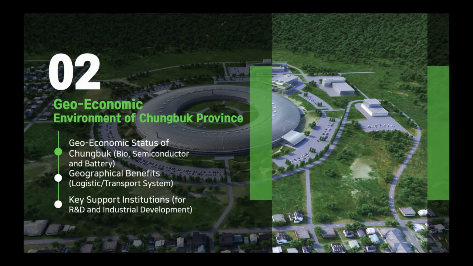First, I will introduce the geo-economic status of Chungbuk's three main industries, which are bio, semiconductor, and battery. Then I will show the geographical benefits of the province. And lastly, I will mention some key support institutions for R&D and industrial development that are located in Chungbuk.